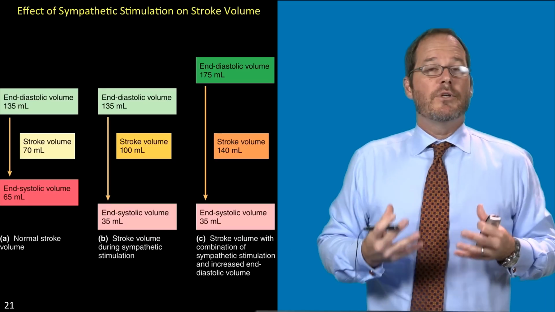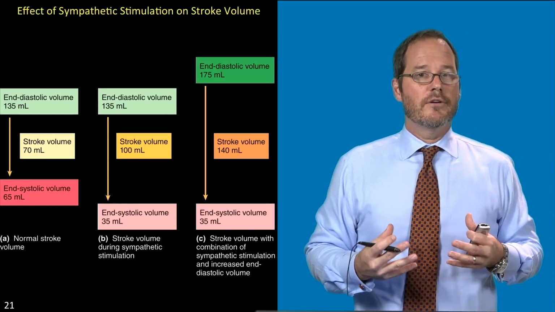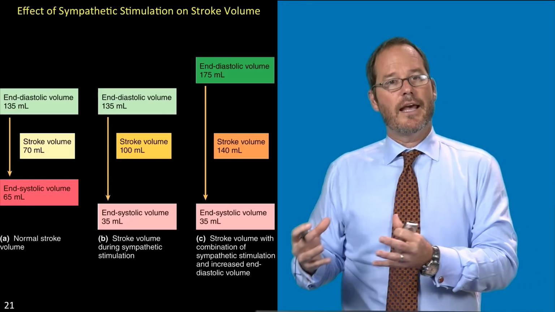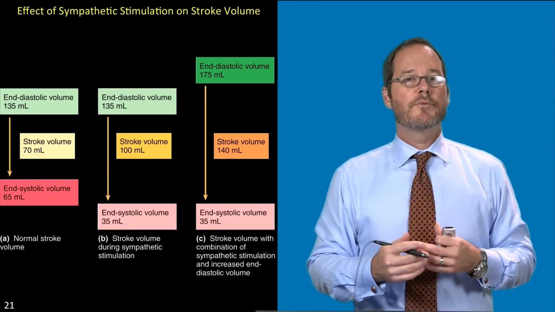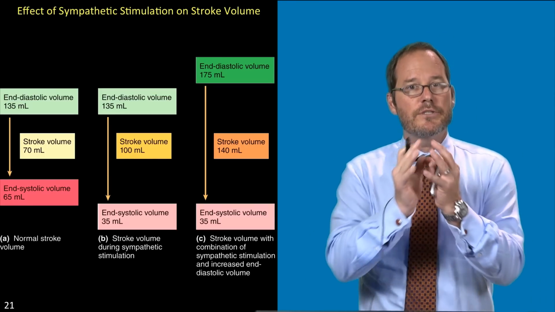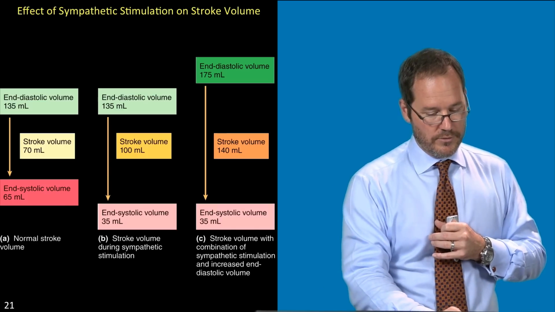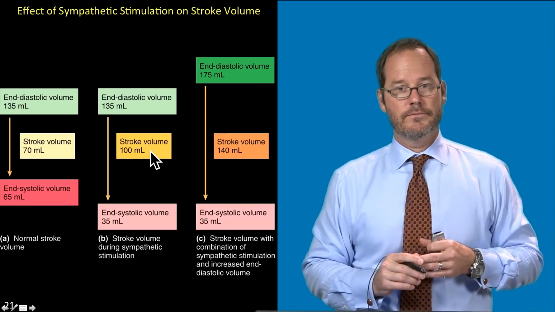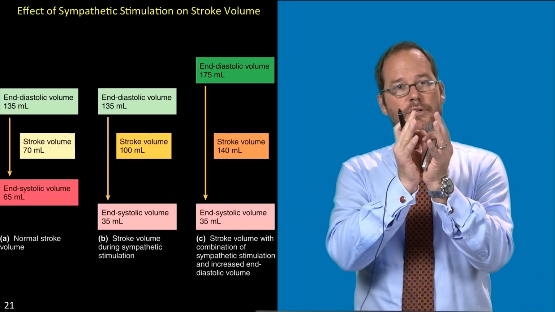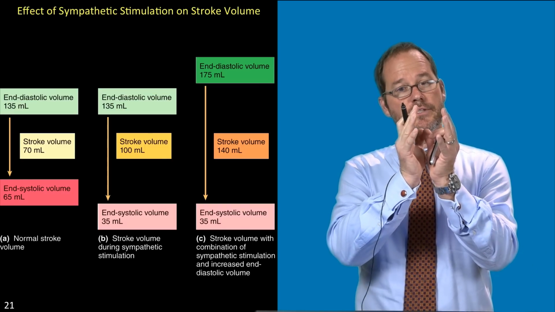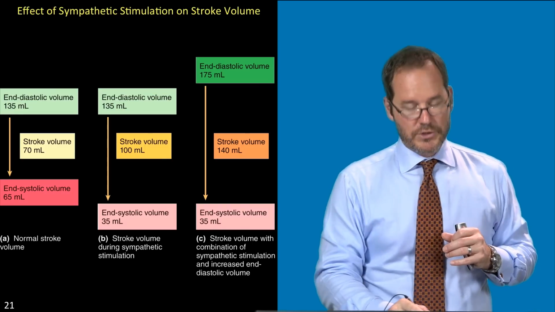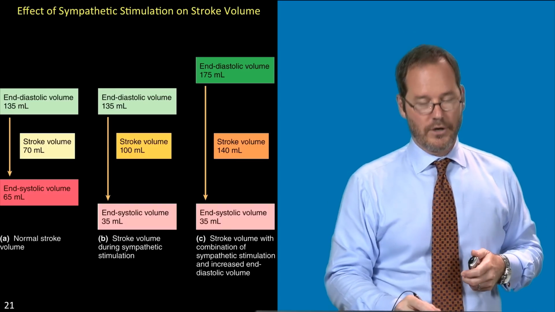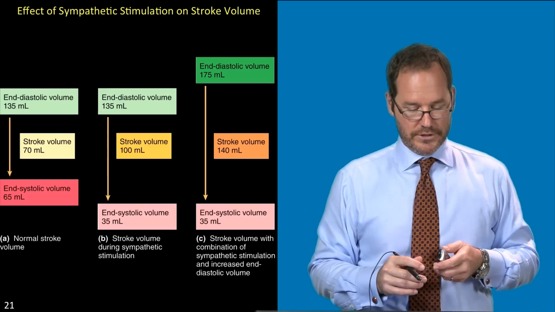With sympathetic stimulation, that is activation of beta-1 receptors on myocytes by norepinephrine, causing that cascade of events described in the previous slide, contractility increases so that the stroke volume increases from 70 milliliters up to 100 milliliters, and the end systolic volume, instead of being 65 milliliters, is now 35 milliliters. So it's a way of increasing the cardiac output of the heart by using this adrenergic stimulation.